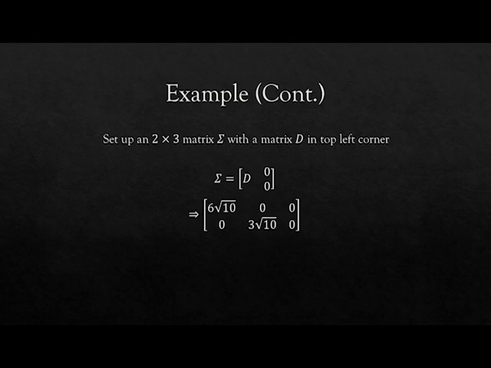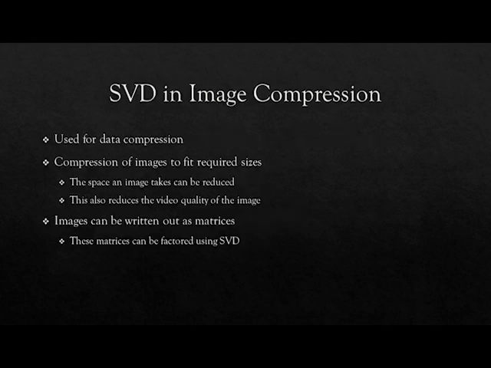Now that all of these matrices have been found, we can write out the complete singular value decomposition as a product of U, sigma, and V transpose. But why bother putting in all this effort? What is the point of singular value decomposition?